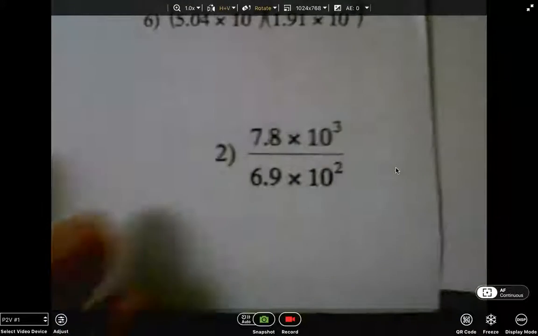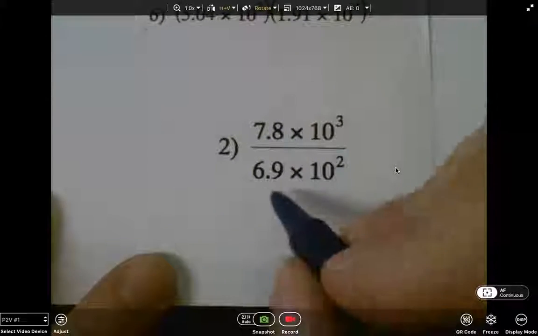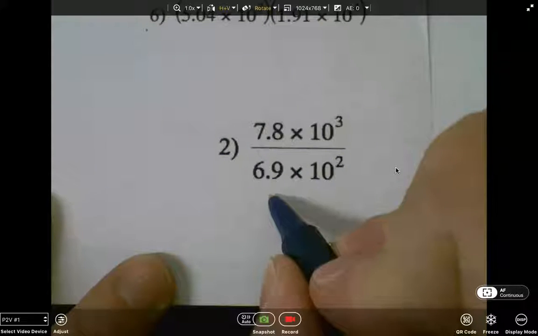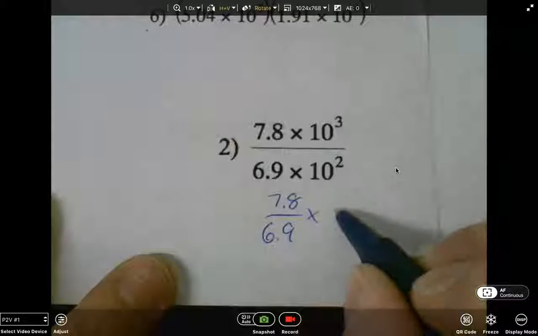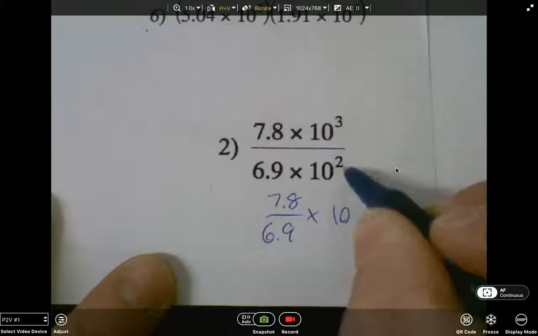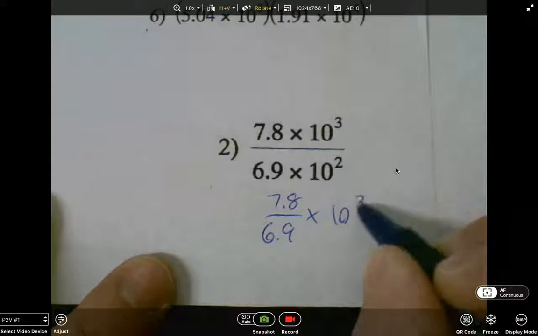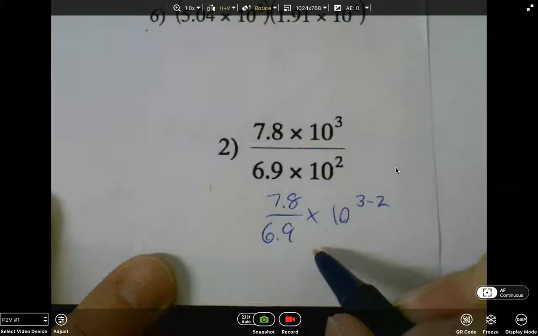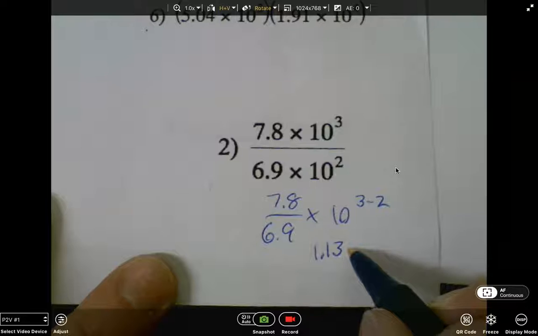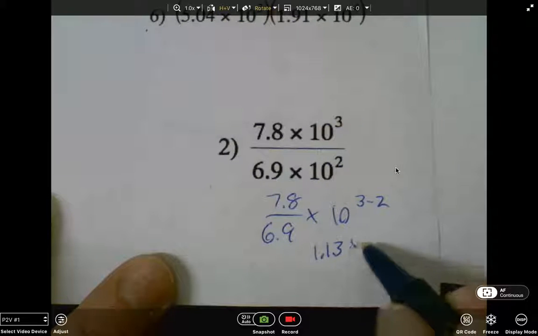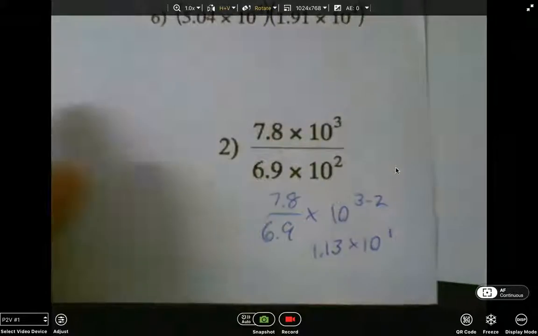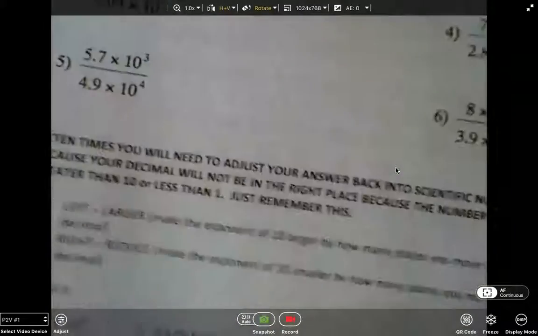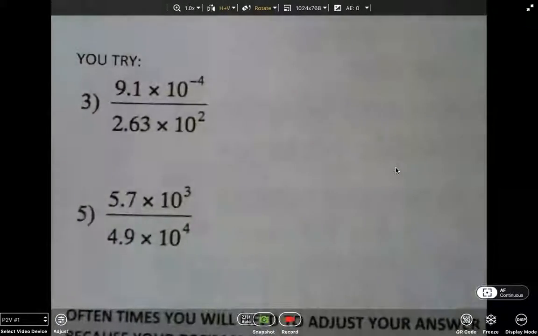And in the second example, you basically divide your numbers again, so it's 7.8 divided by 6.9 times 10 to the, we're dividing using the quotient rule, 3 minus 2. So you're left with, this is actually pretty long in my calculator, but I just rounded it to 1.13 times 10 to the 3 minus 2. I'll pause the video again and have you try the examples on the back.